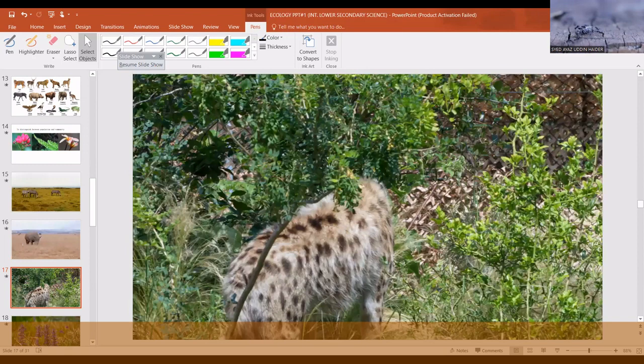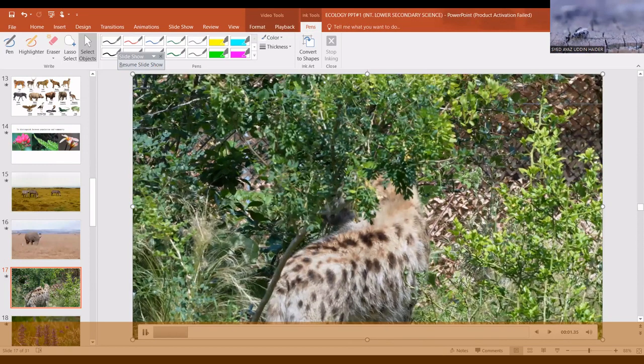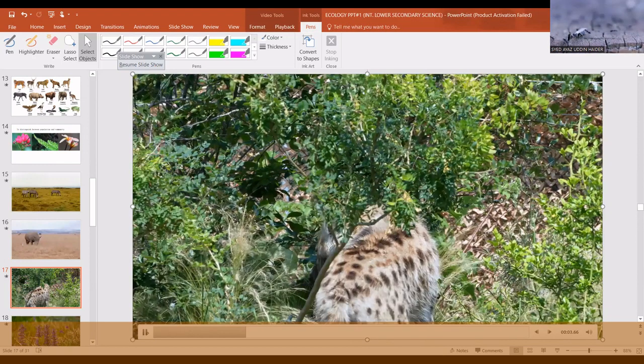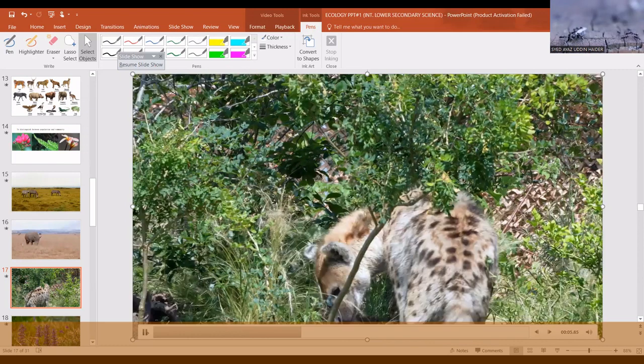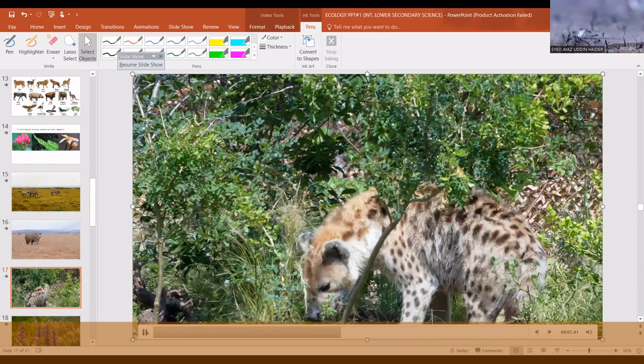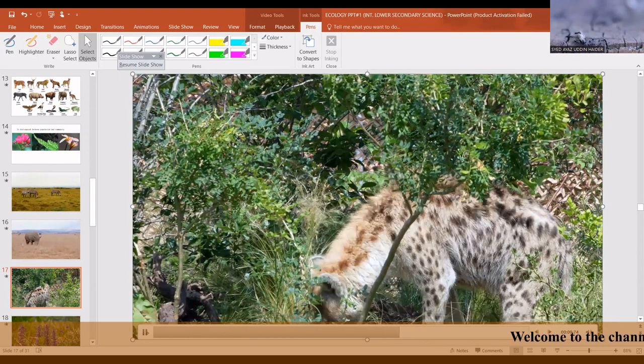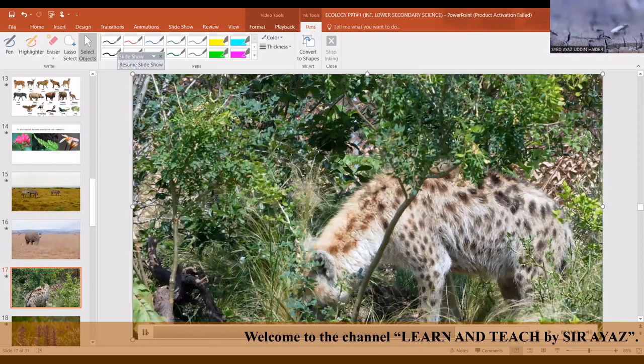Here's another interesting animal. You will find it on grassland. This is hyena. The interesting thing about hyena is that it is both carnivore and scavenger. Can you answer why?